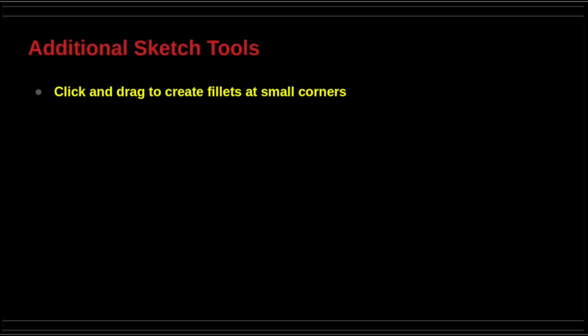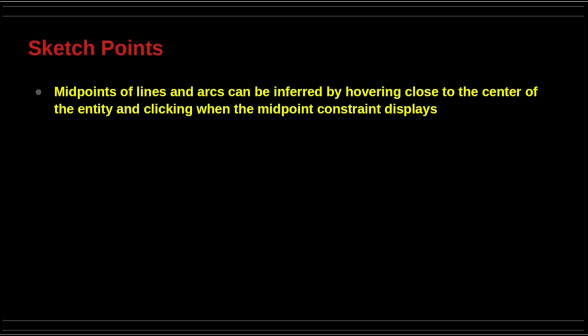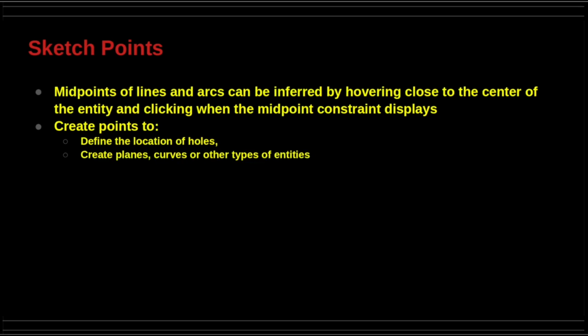Some additional sketch tools are to create fillets at small corners and to create offset chains in entities. Finally, there is the ellipse command that is available too. Midpoints of lines and arcs can be inferred by hovering close to the center of the entity and clicking when the midpoint constraint displays. You can create points to define the location of holes, create planes, curves, or other types of entities.